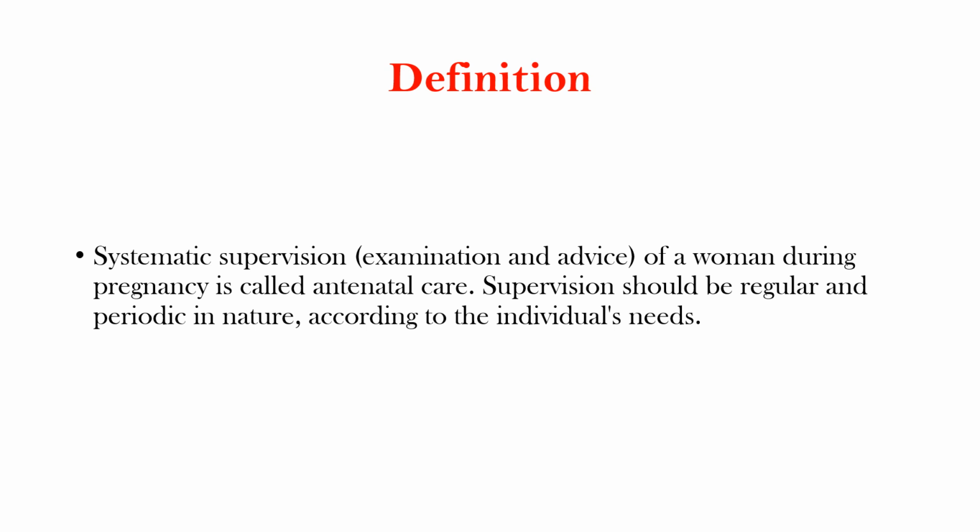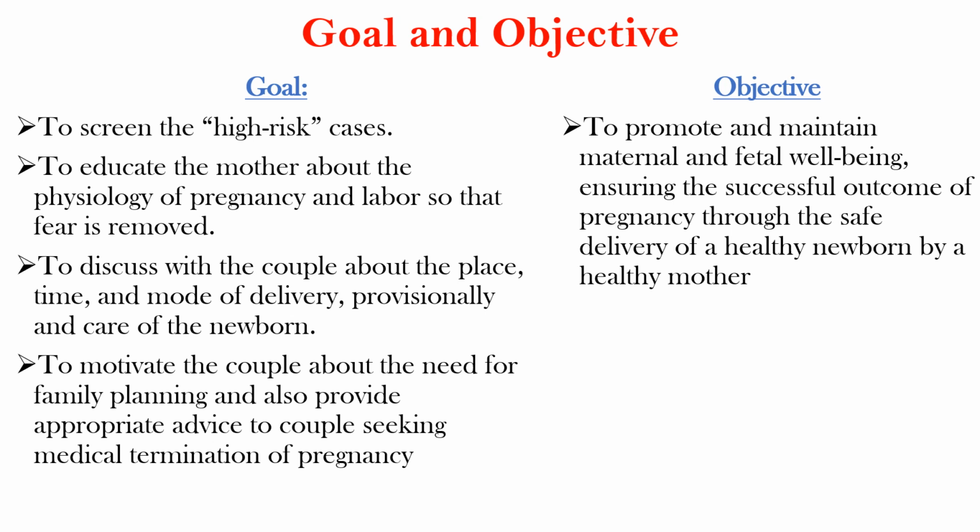to the individual needs. That means some mothers might be high risk mothers, so the doctor might advise her to come every month for her regular checkups. Whereas a mother who has a normal pregnancy might be called every trimester. Okay. Now, goals and objectives.